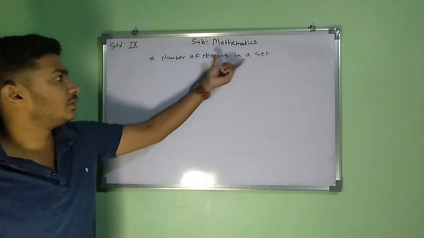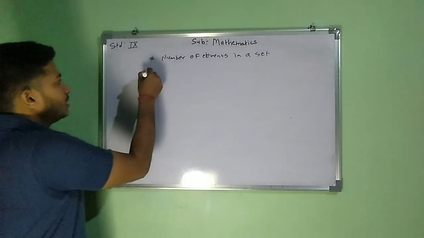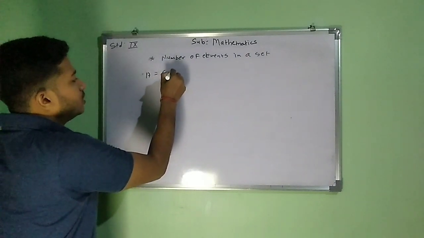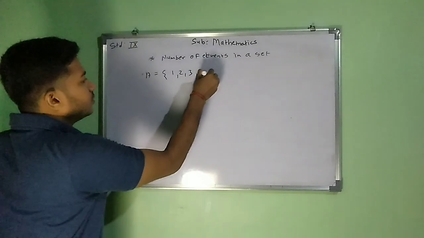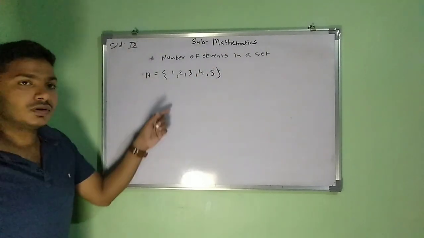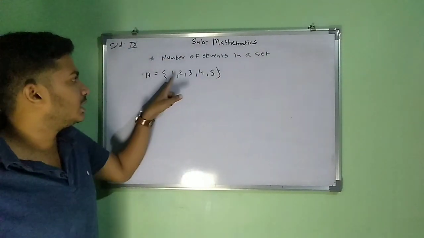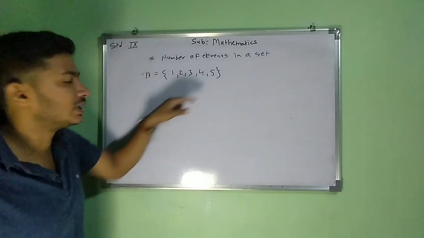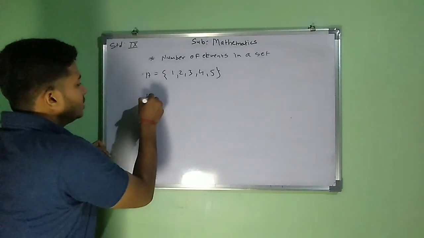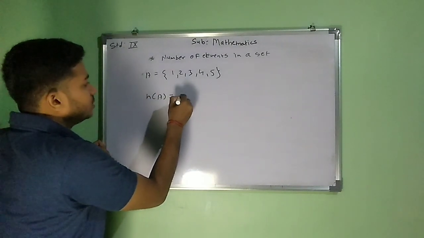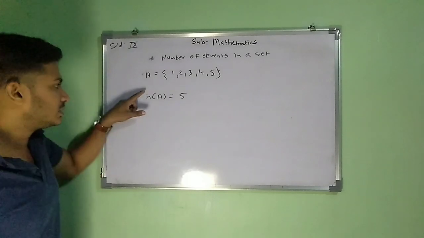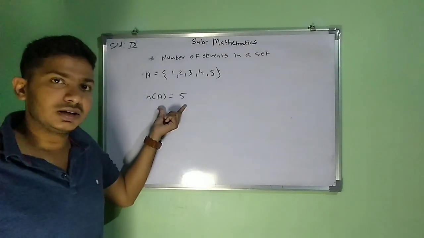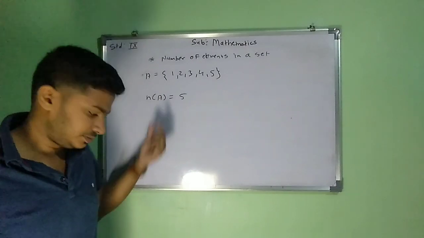So the next topic is the number of elements in a set A. Suppose we have set A which is equal to {1, 2, 3, 4, 5}. Now n(A), the number of elements in set A, means how many elements are there in that set? 1, 2, 3, 4, 5. That means there are a total of 5 elements. So it is denoted by n(A) which is equal to 5. So this is how we can write the number of elements of a set.